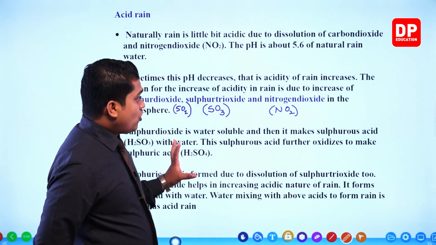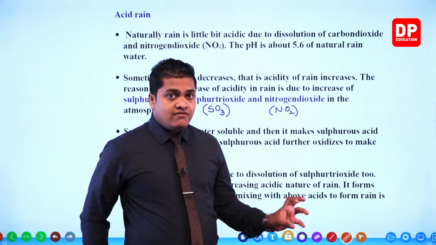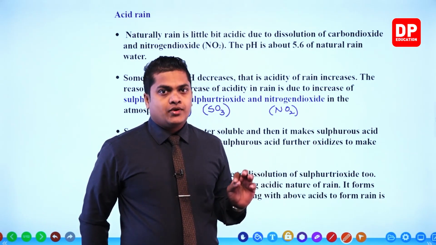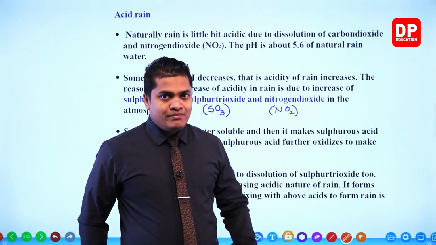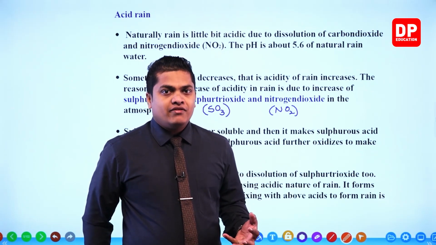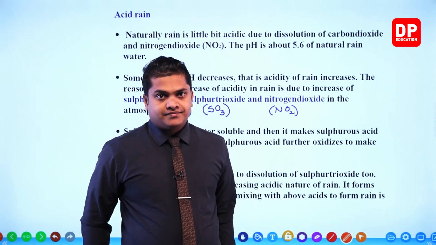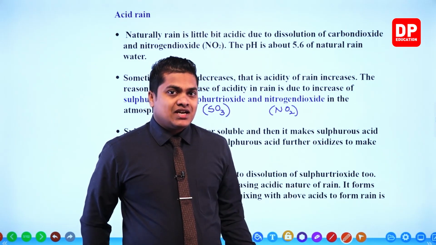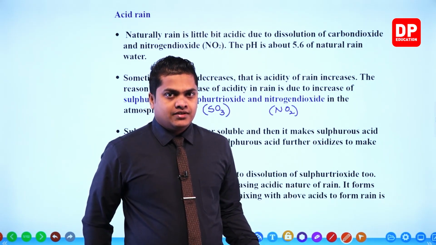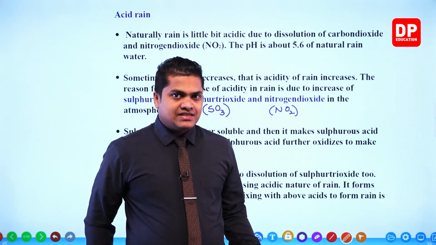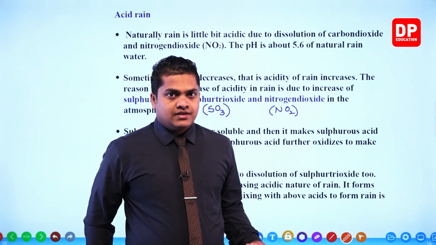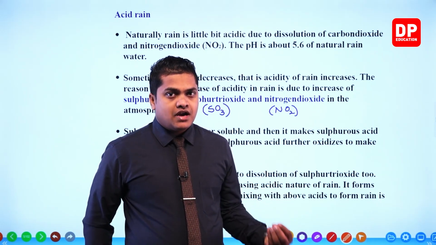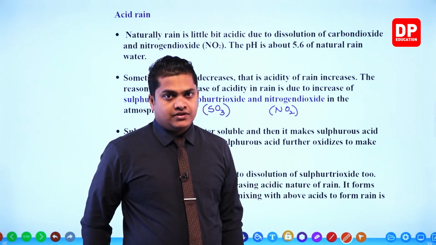So when these acidic oxides dissolve within rainwater, what will happen? The pH value of rainwater is going to decrease. That means the acidic nature of rainwater is going to increase. So that is how acid rains are created. Okay. So the main reason for the creation of acid rain is the increasing concentration of oxides of sulfur and oxides of nitrogen in our atmosphere.